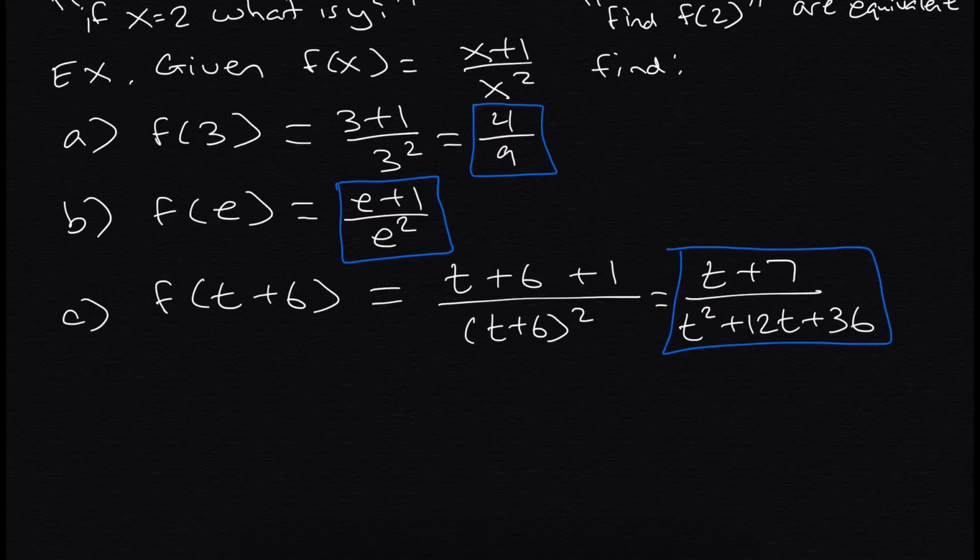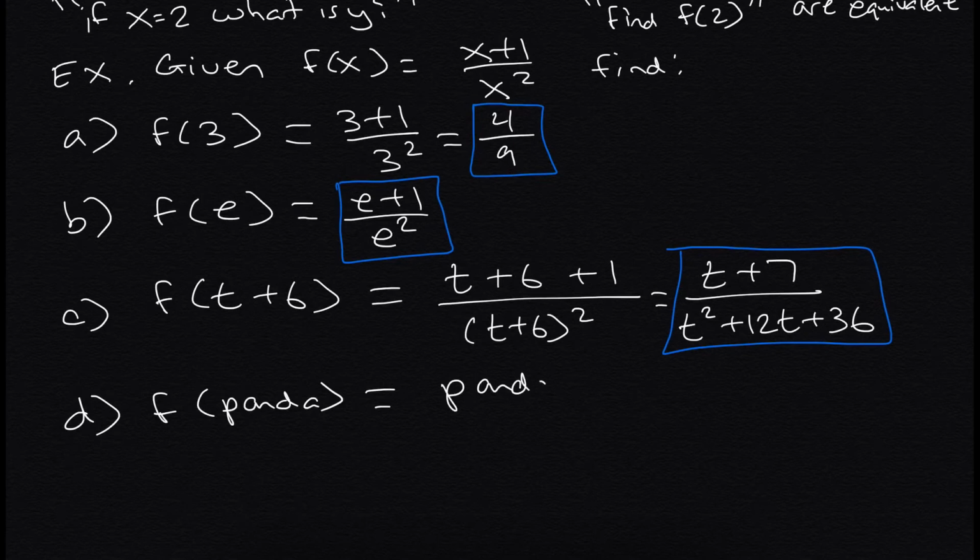And let's do one more, just to kind of drive home the point of this function notation stuff. Let's do f of panda. Again, just like part B, I don't know why I would ever want to plug panda into this function, but let's do f of panda. So f of panda, we're going to have, instead of x plus 1, we are going to have panda plus 1 divided by, instead of x squared, we'll have panda squared. I don't know how to simplify any of that, so I'm going to say I'm done.